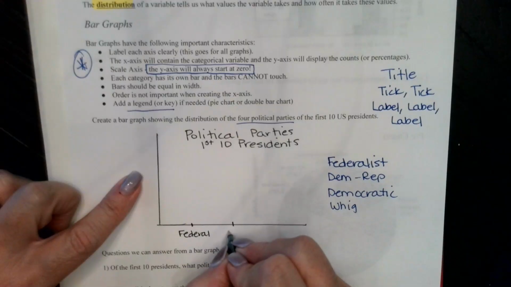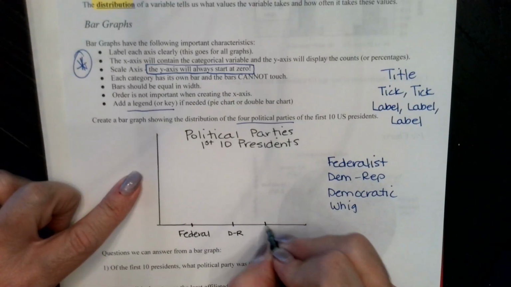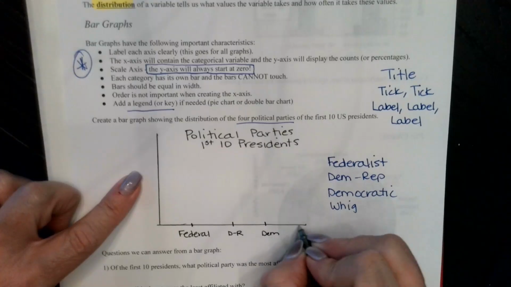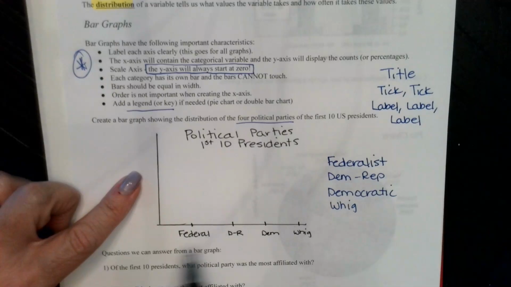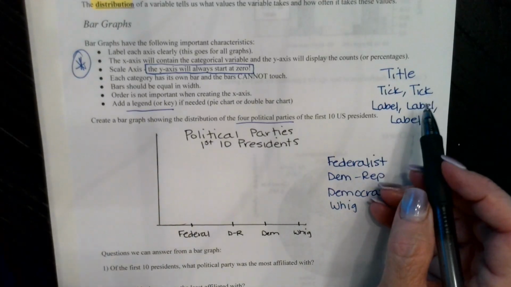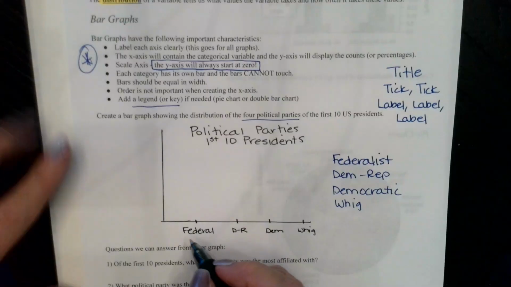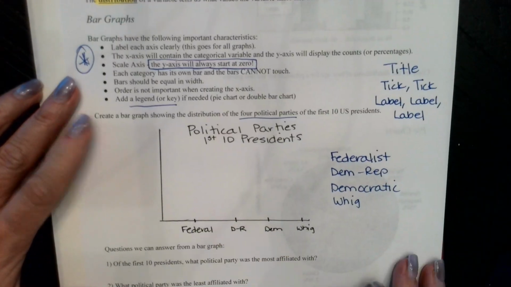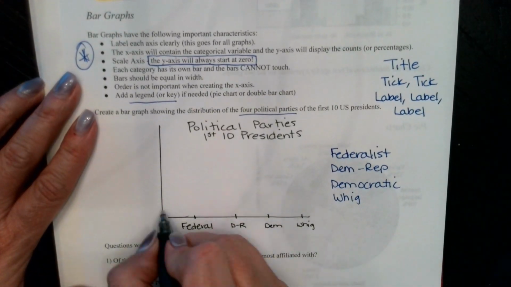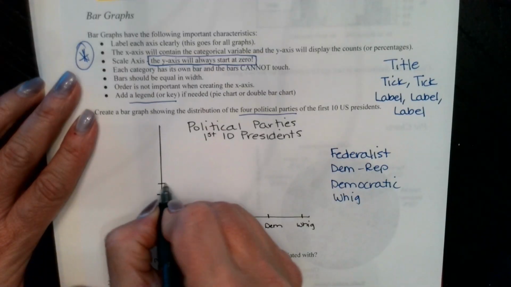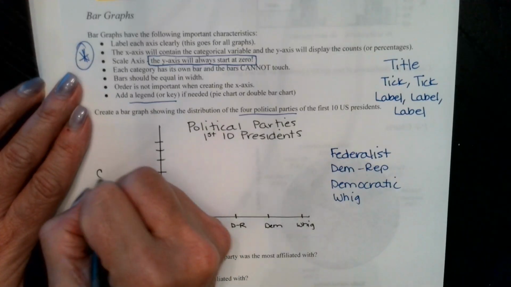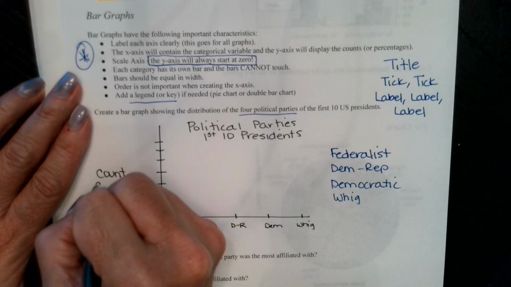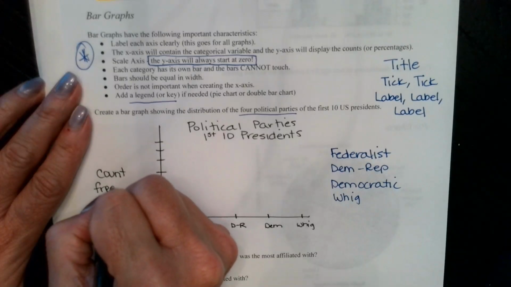And then one here that's going to be the Democratic Republican, one here that's going to be the Democratic, and the last one here that's going to be the Whig Party. So I've ticked this off here. I've labeled it. Now I'm going to do it this way. And so if we look at our data, the biggest one that we have is 6. So I'm going to have 1, 2, 3, 4, 5, 6, 7. And this is the count, which we can say is the frequency.